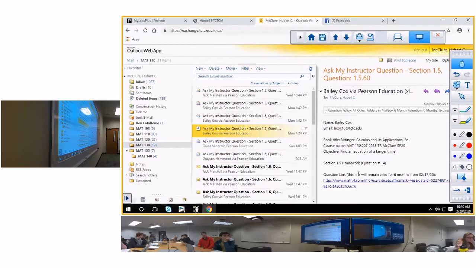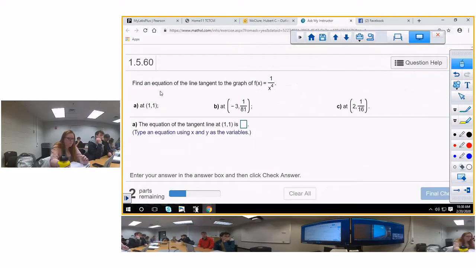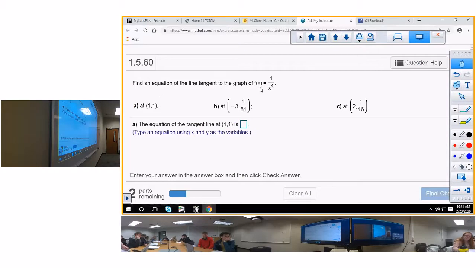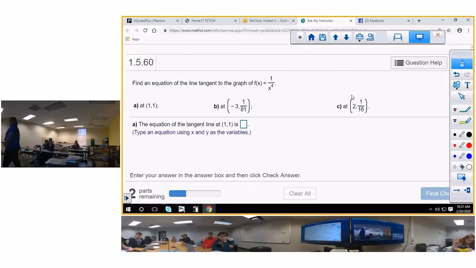But this is 60/14. Find the equation of the line tangent to the graph of, okay, that basically says find the derivative. So rewrite it, and then they want you to plug in, I assume they want you to do the same thing with each one of these. So this is not a test question. That first one would be a test. I'm not going to make you do it 3 times in one question. But for homework, this is a good question.